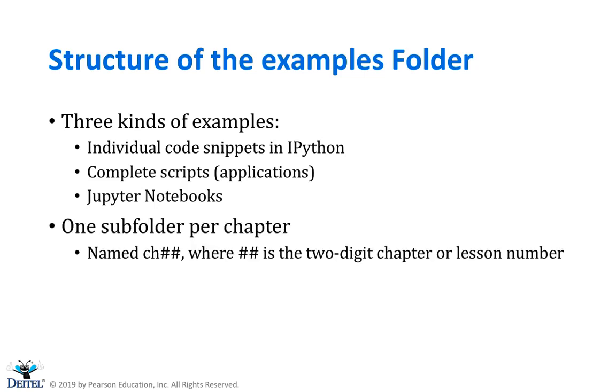Now, within the examples folder, you'll see a bunch of subfolders that are organized by chapter, or in the context of videos by what we call lessons. Those are named CH with a 2-digit number after that. That represents the chapter or lesson number. So CH01 would be the examples that correspond to lesson 1, CH02 would be the examples that correspond to lesson 2, etc. So let's take a moment and look at the examples folder.